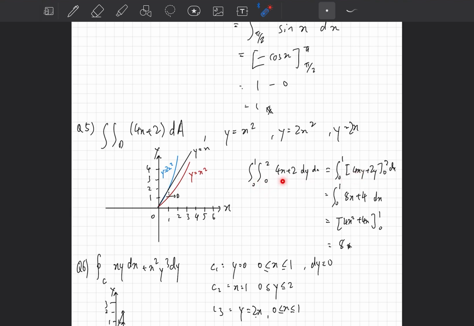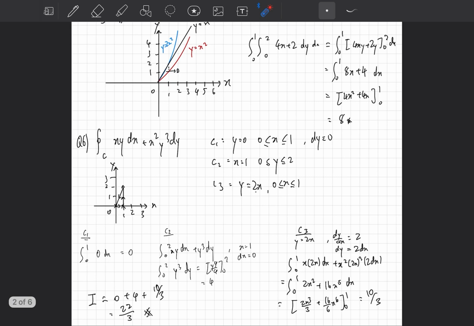So first we solve y, and we get an answer of 4xy plus 2y with 0 to 2. And we will get x plus 4, then dx from 0 to 1. Then we will get 4x squared plus 4x with the limits 0 to 1, and get the final answer.